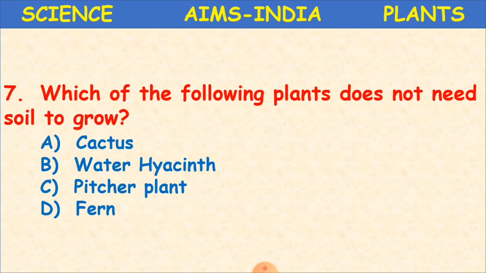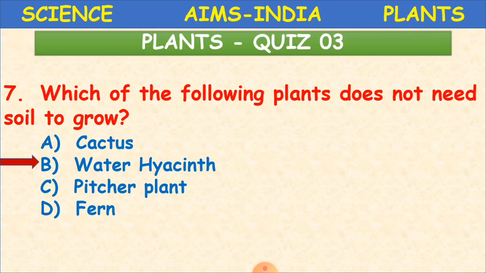And the next question here. Which of the following plants does not need soil to grow? In the sense, this is an aquatic plant which does not need soil. Whether it is cactus, water hyacinth, pitcher plant, or fern. Which is the correct answer, children? Yes, you have the answer in the options only. It is water hyacinth. Okay.